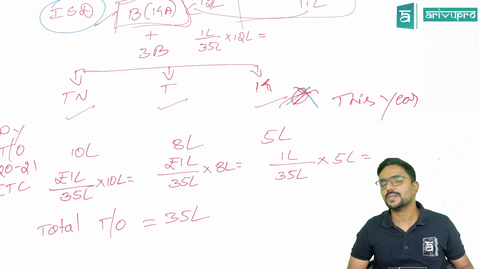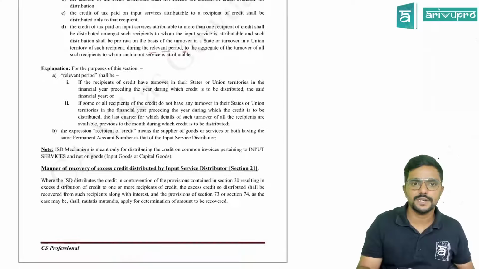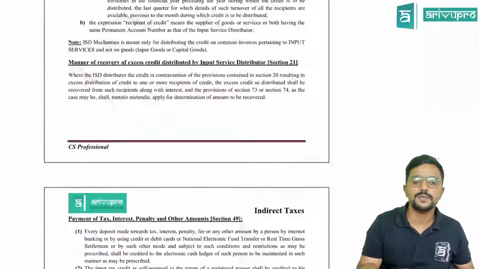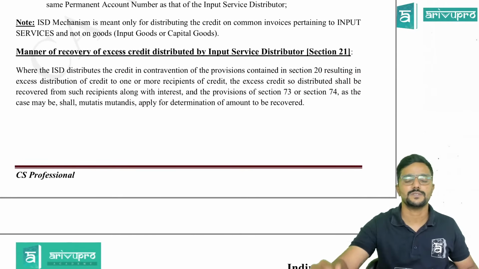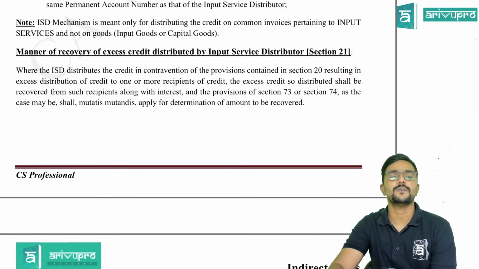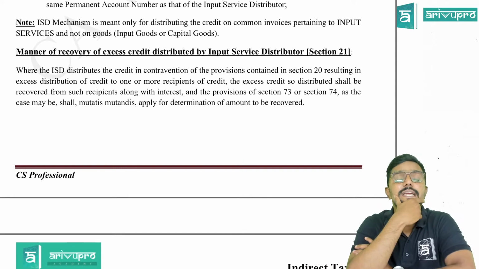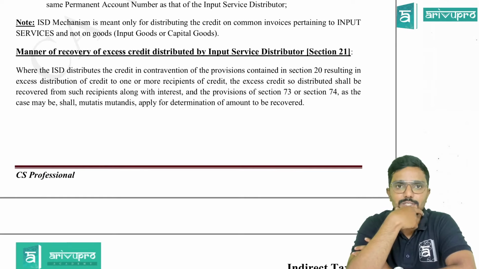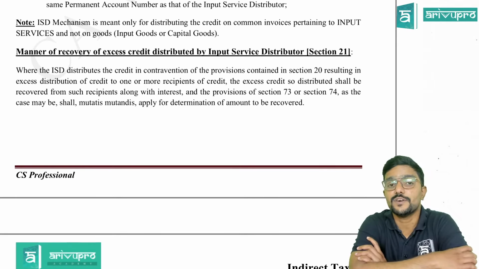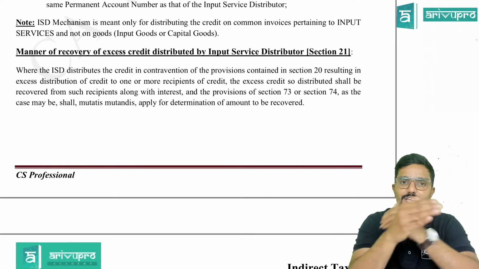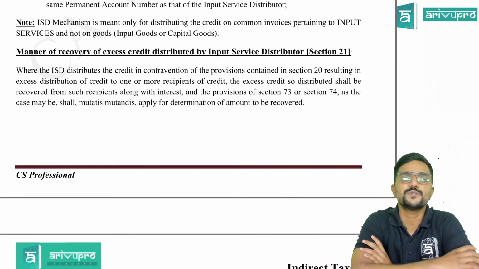So for Tamil Nadu branch, assume they were supposed to distribute 25,000 credit, but by mistake they have transferred 28,000. They have distributed how much? 28,000. So how much excess credit has been distributed? 28,000 means 3,000 extra they have transferred. So can they recover it back? Yes. And who is responsible for this? Input service distributor only. If by chance, by mistake, if they have distributed more credit, they are the one who is supposed to recover it.